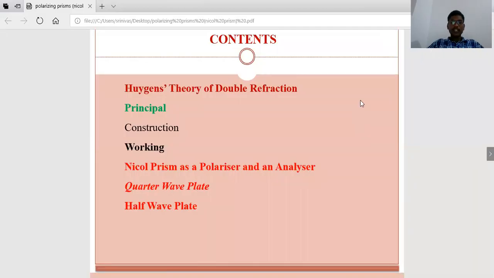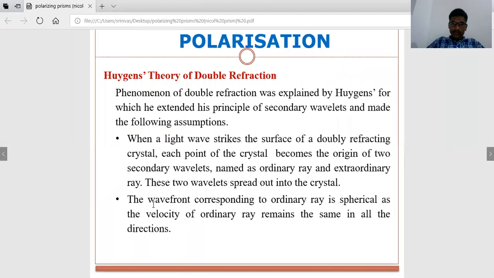Hello everyone. Here I am going to discuss the polarizing prisms. That is, I am taking the Nicol prism as an example, as polarizer and analyzer. First we go to the double refraction Huygens theory.